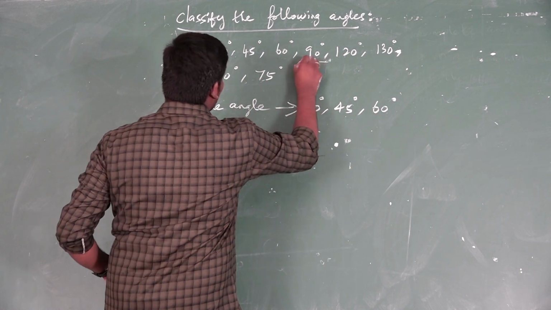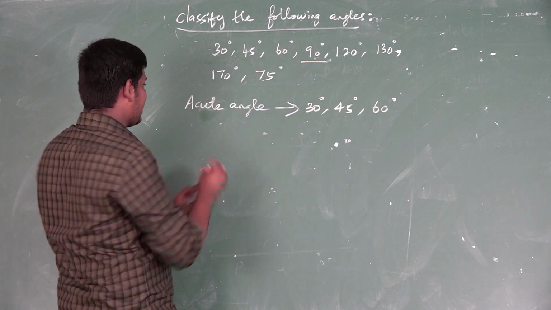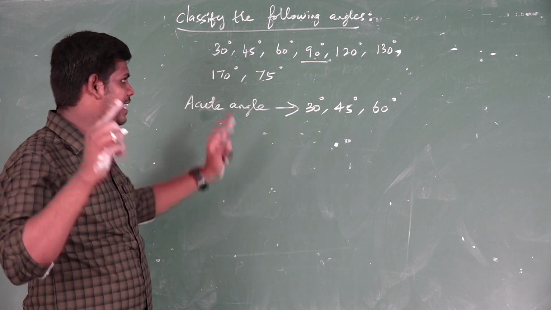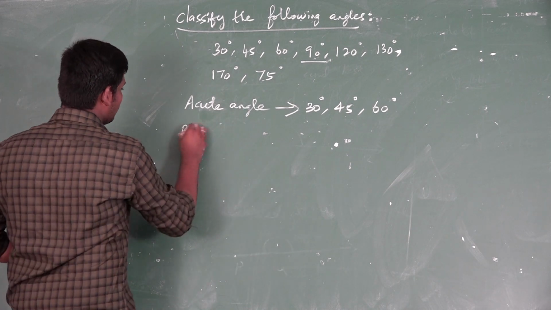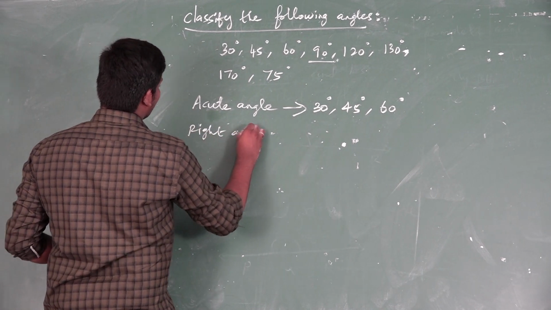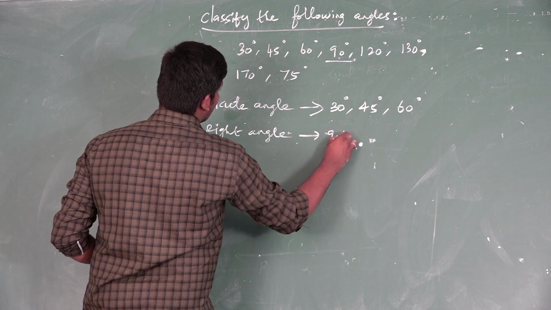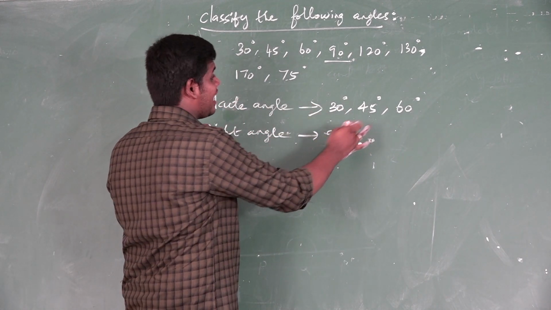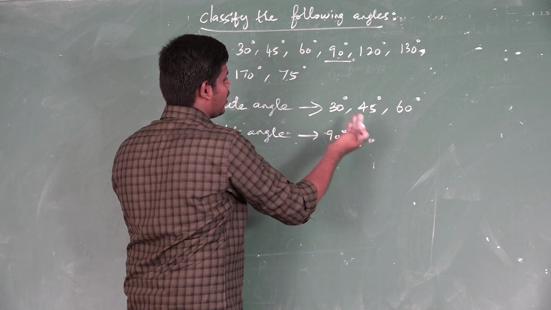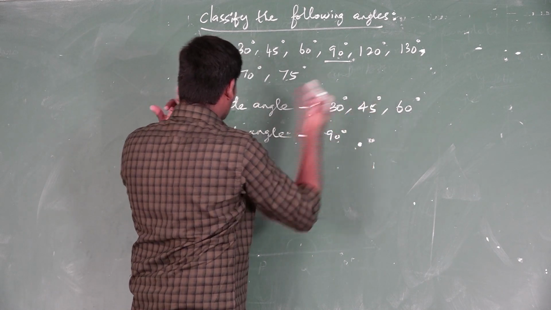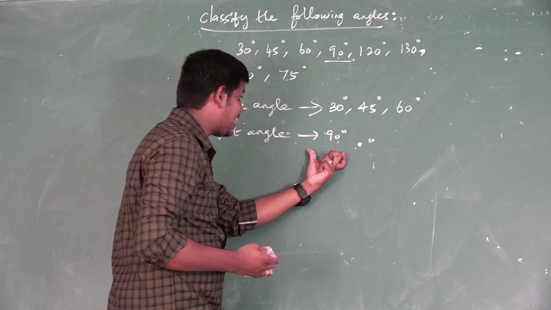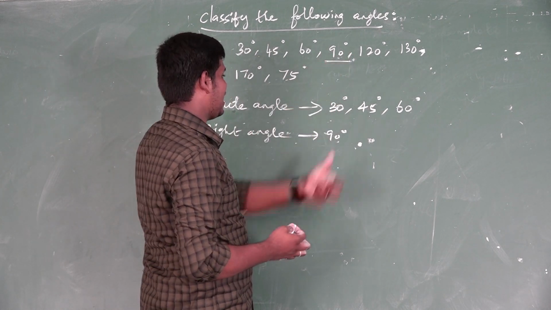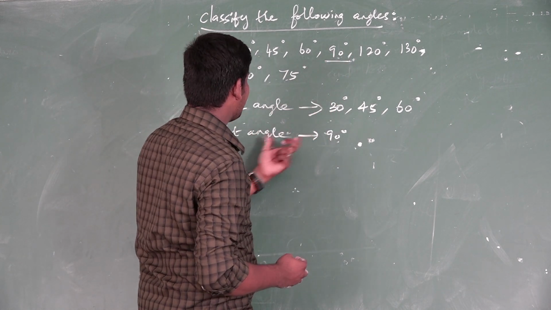So the next value that is given is 90. We know exactly 90 degrees is called what? Right angle. So exactly 90 degrees is called a right angle. Don't get confused here. More than 0 degrees and less than 90 degrees comes here, that is called an acute angle. But exactly 90 is called a right angle.